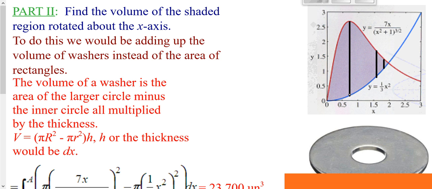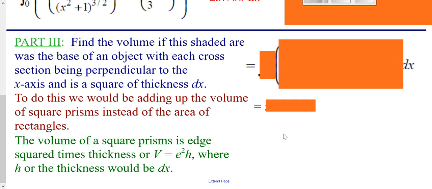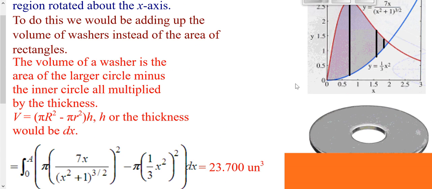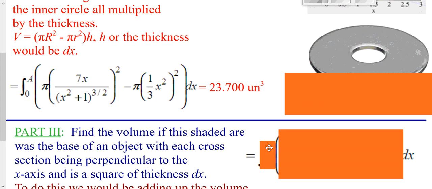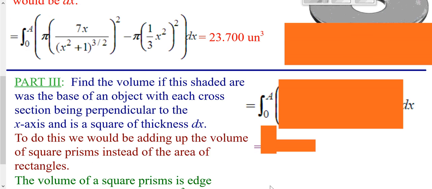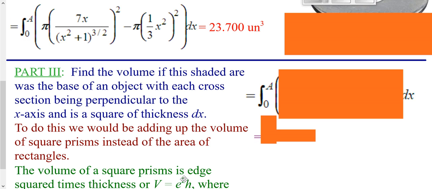And we're going to show more of this when we get in class. But if we did squares, you've got to think, how would I find the area of a square? You should know that the area of a square is just your edge squared. So it's your edge squared times your thickness. Well, once again, in calculus, we're integrating. Our thickness would be a dx. So we're still going to be integrating all the way from 0 to a. And the area of a square, once again, is your edge, all squared.